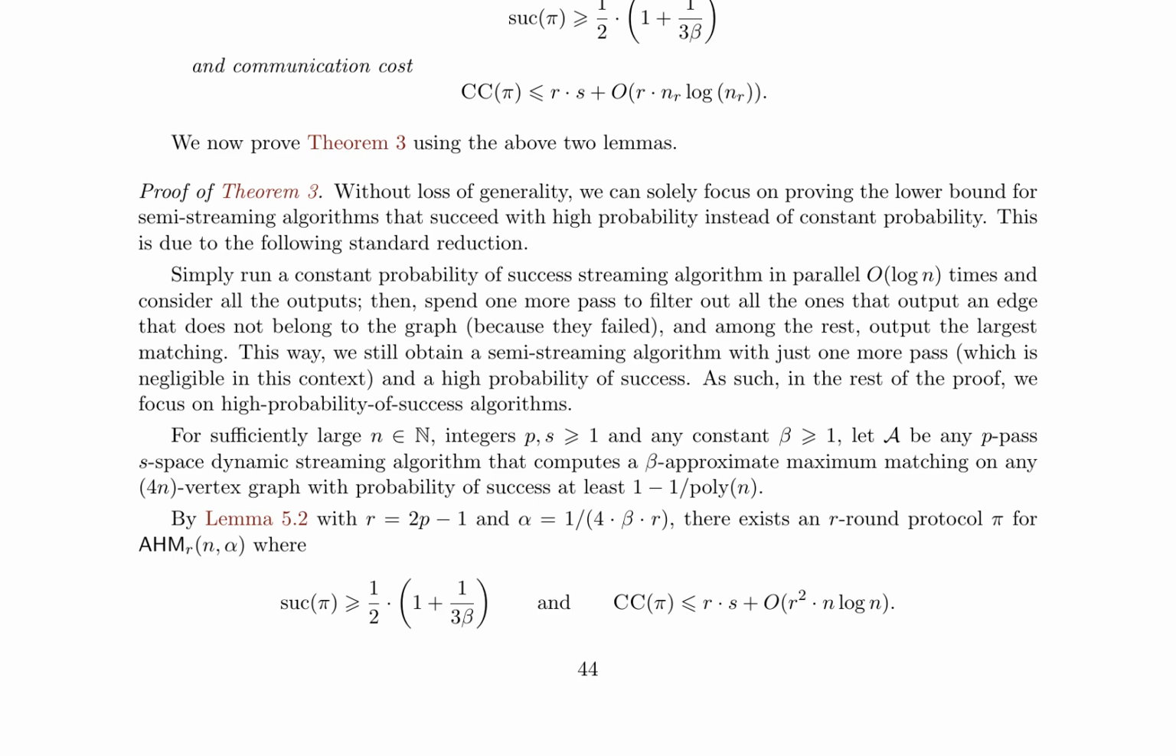The key terms and concepts used in this page include augmented hidden matrices, communication complexity, dynamic streaming algorithms, approximate maximum matching, and semistreaming algorithms. The authors use various mathematical notations and equations to express the lower bounds and communication costs, including functions of the input size, number of rounds, and parameters alpha and beta.